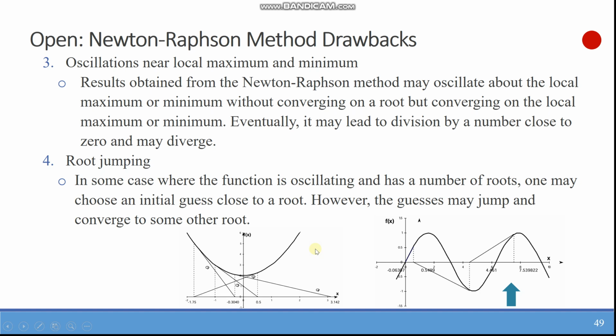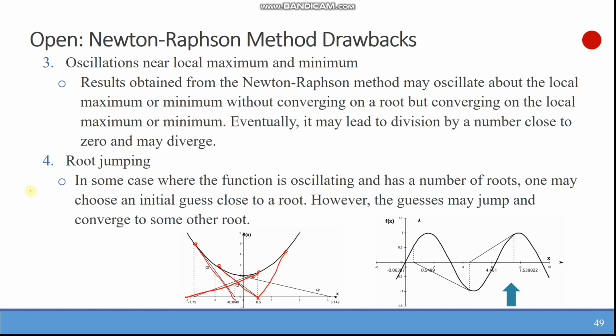And then oscillations near local maximum and minimum: results obtained from the Newton-Raphson may oscillate about the local maximum or minimum without converging on a root, but converging on the local maximum or minimum. Eventually, it may lead to division by a number close to 0 and may diverge. So let's say we have a curve, and then we have initial guesses, and they may end up far away.